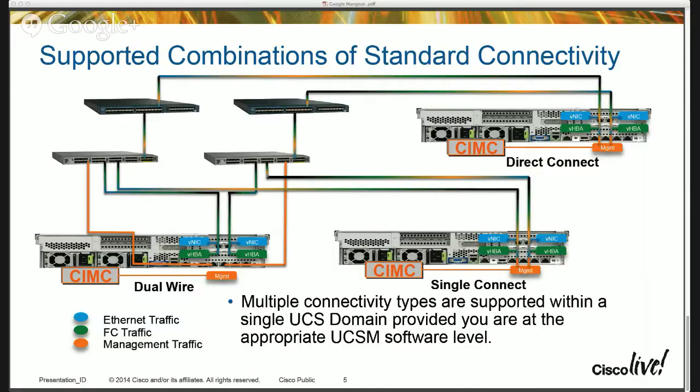So if you have some older C-Series rack mount servers, you could put those in the dual wire mode, and then some of your newer servers that don't have as much network needs could actually be oversubscribed under a 2232, and then secondly, do direct connect for ones that maybe need more bandwidth or something of that sort. Correct? Exactly. Yeah.